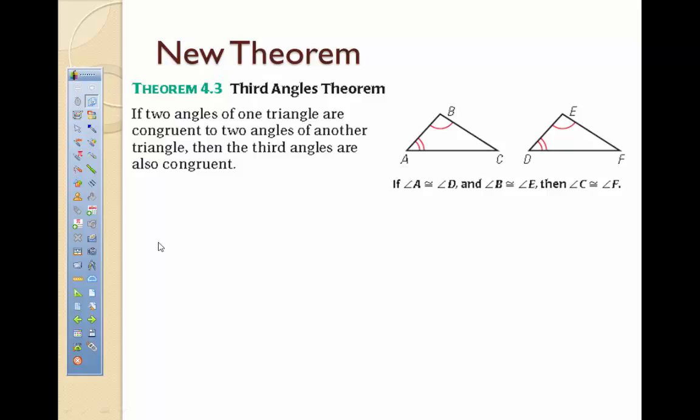Well, now this theorem is pretty simple. It says, look, if you know the first two angles are congruent, then the third angle automatically is congruent.